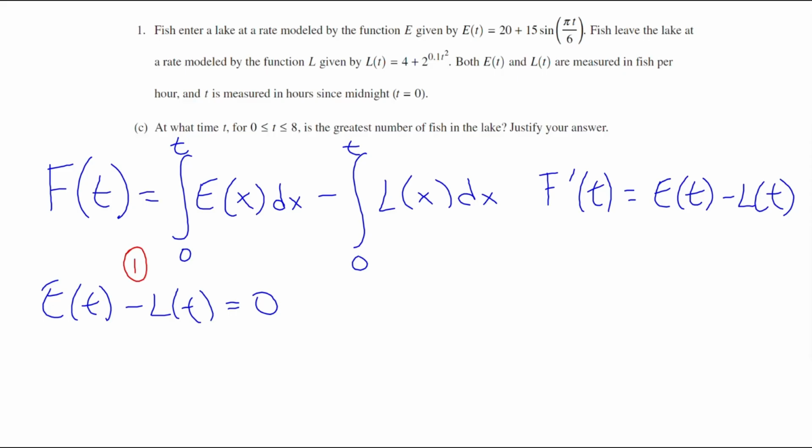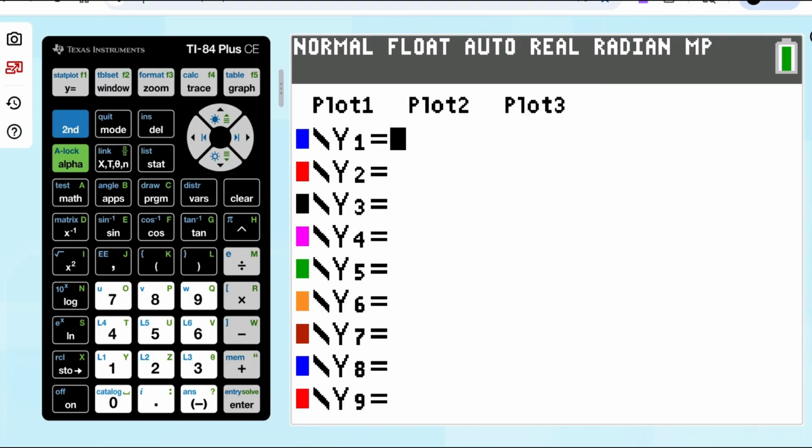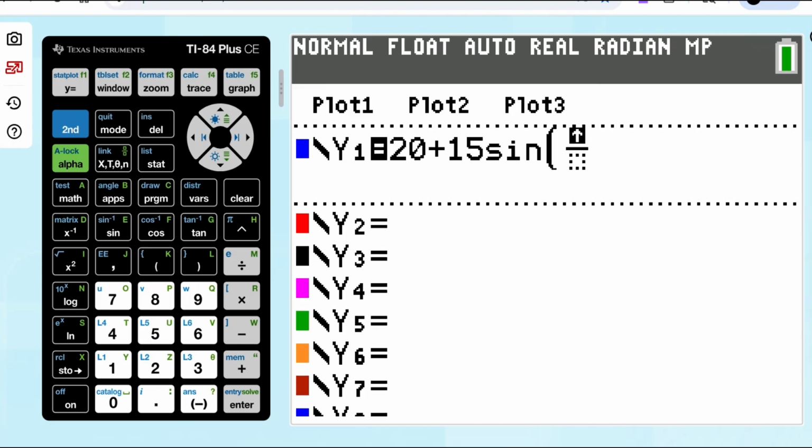Now in order to actually find that value, what we need to do is we need to graph both e of t and L of t and see where they intersect, or we need to graph e of t minus L of t and see when it has an x-intercept on the interval that we're talking about, which is from 0 to 8. So we're going to go into our graphing calculator. We'll hit y equals. We'll just put in our e of t function, 20 plus 15 times the sine of pi x over 6. And then we can type the other function down here.